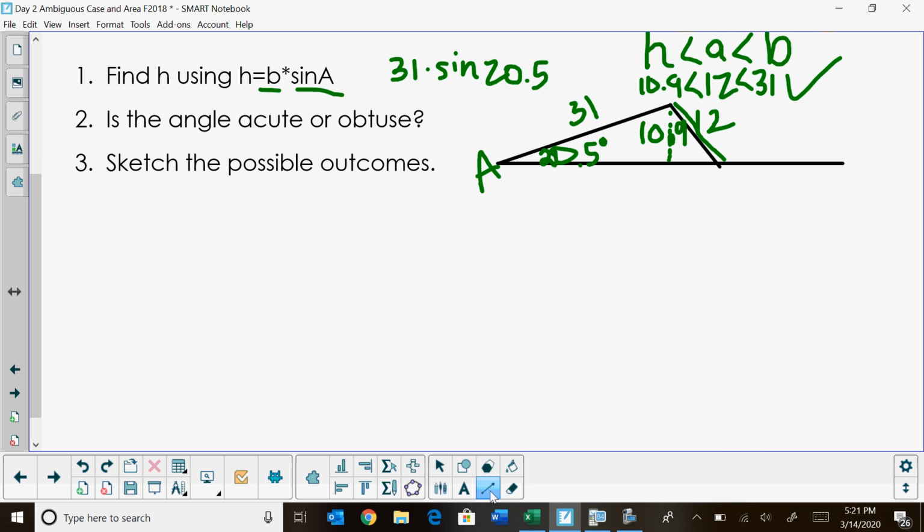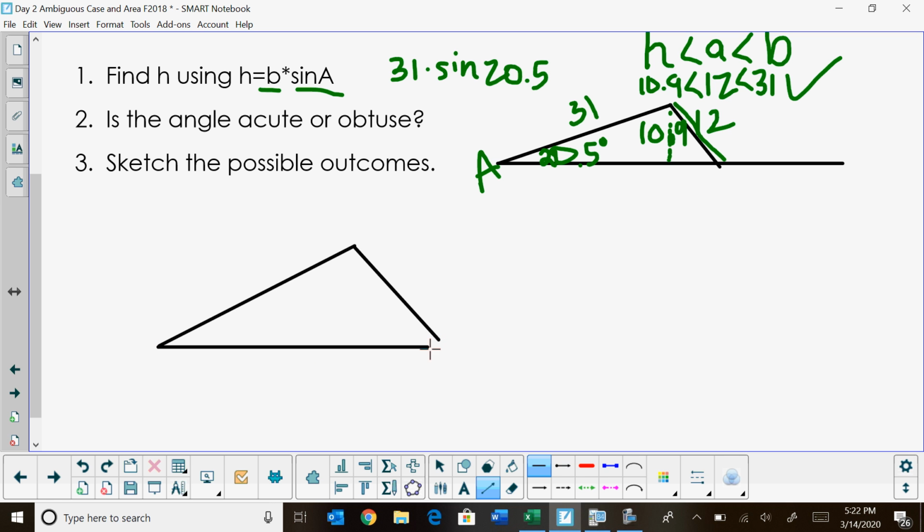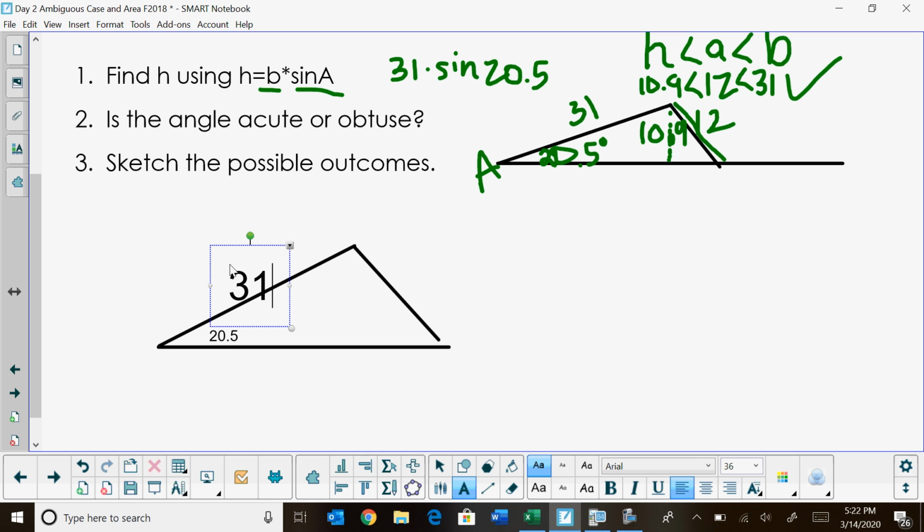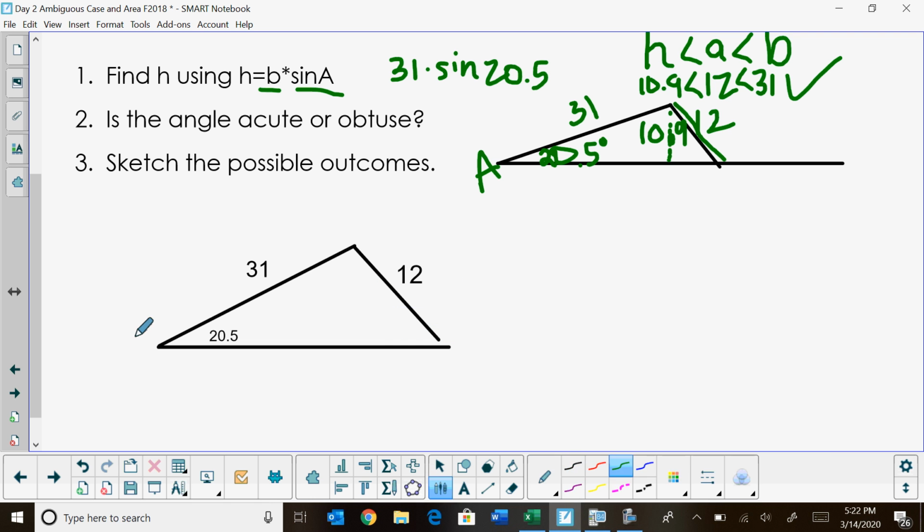Well, the first one's pretty straightforward. We're just going to treat it like it's drawn. I'm just going to put 20.5 into this corner. I'm going to type it up so it looks a little neater. This one is 31, and over here, this one is 12. Now, I'll draw. So this is A, and this is side A. This is B, so this is angle B. Let's solve for angle B first.